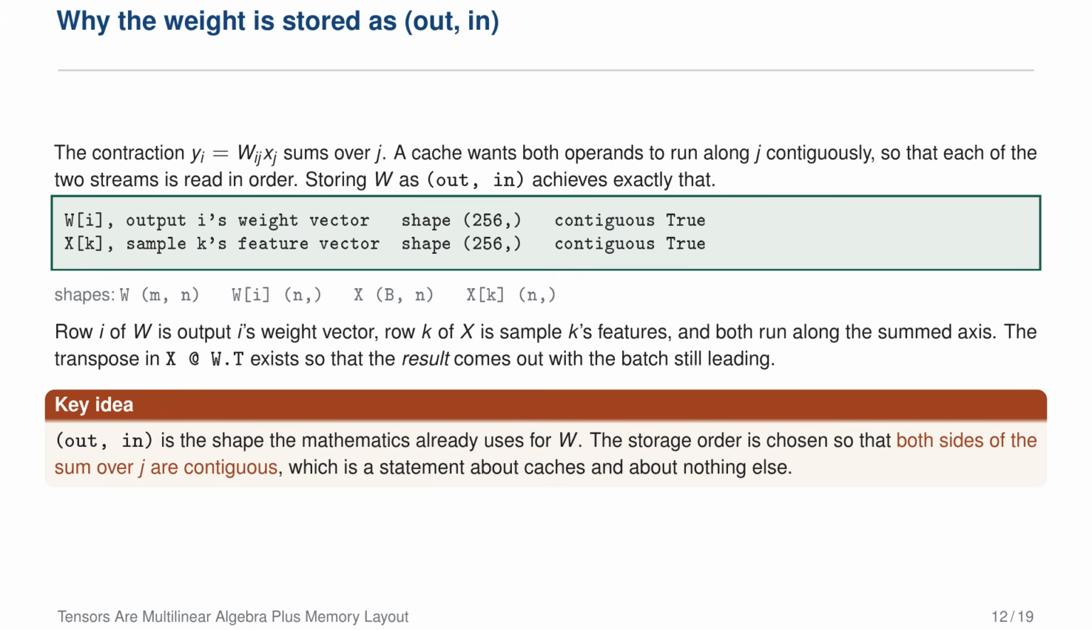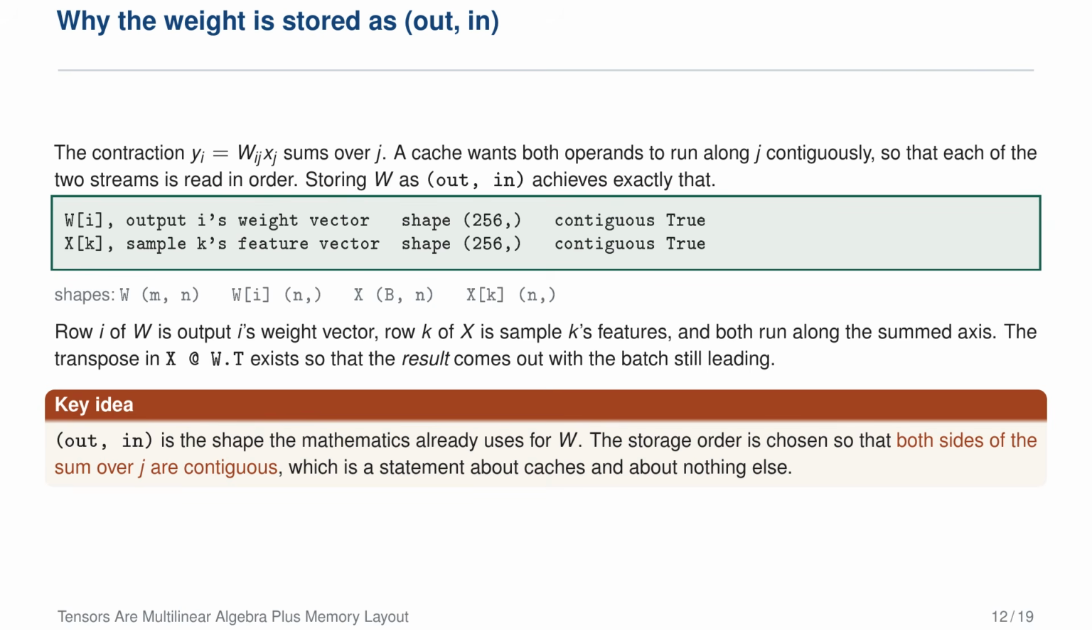That leaves the real question, which is why the weight is stored with outputs first. The contraction sums over the input index. A cache wants both operands to run along that summed index contiguously so that each of the two streams is read in order rather than jumping. Storing the weight with outputs first achieves exactly that.